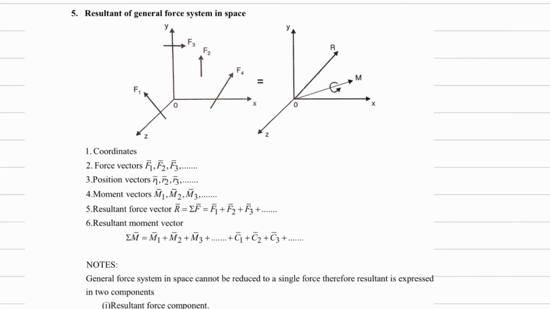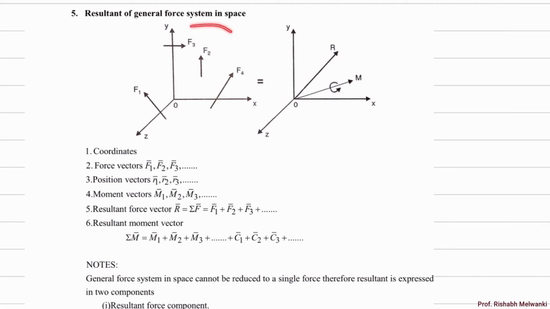Now if you recall, when we solved the resultant of a general force system in the case of a coplanar force system, there we used to apply Varignon's theorem. But in the case of a general force system, Varignon's theorem is not applicable. So the resultant of a general force system in space is denoted by a resultant vector. Here you can see this is the resultant vector and this is the moment vector.